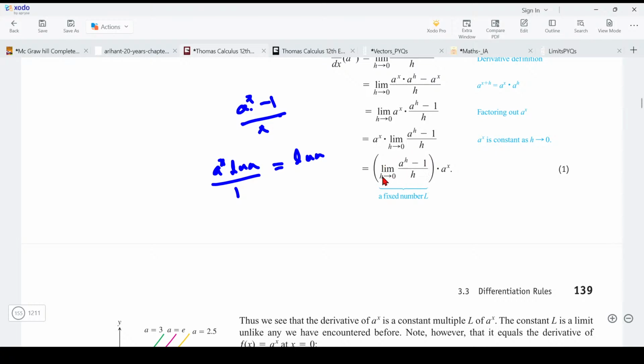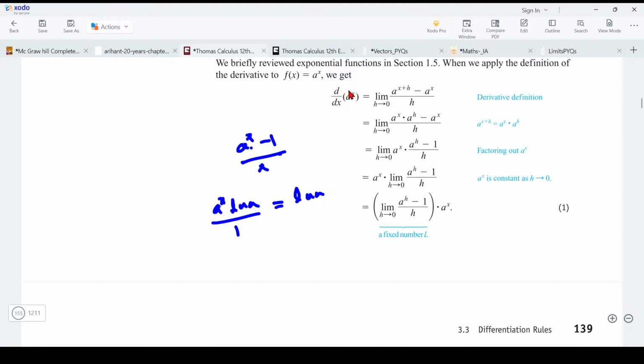Because h is tending to 0, if there is a limit, then this should approach some number. Whenever we are talking about a limit, we are talking about some number. Either this is in the 0 by 0 format and the limit exists, meaning it approaches some number, or the limit doesn't exist. With other proofs, you can say the limit exists and it approaches some number, which should be a fixed number. It cannot approach two different numbers. So what does that mean? The derivative of a power x is some number into a power x again.